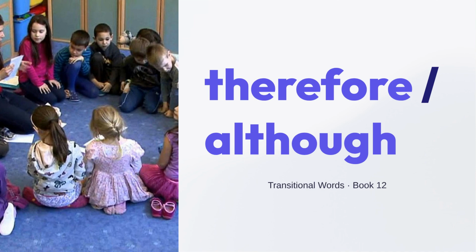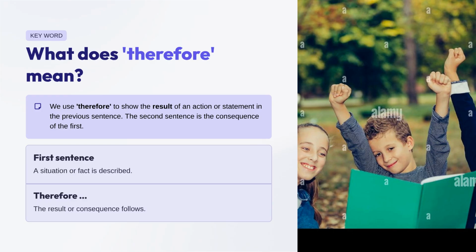Welcome, everyone. Today we are exploring transitional words, focusing on how to use therefore and although to connect our ideas clearly in English sentences. Let's start with our first keyword. What does therefore mean? We use therefore to show the result of an action or statement in the previous sentence. The second sentence is the natural consequence of the first.